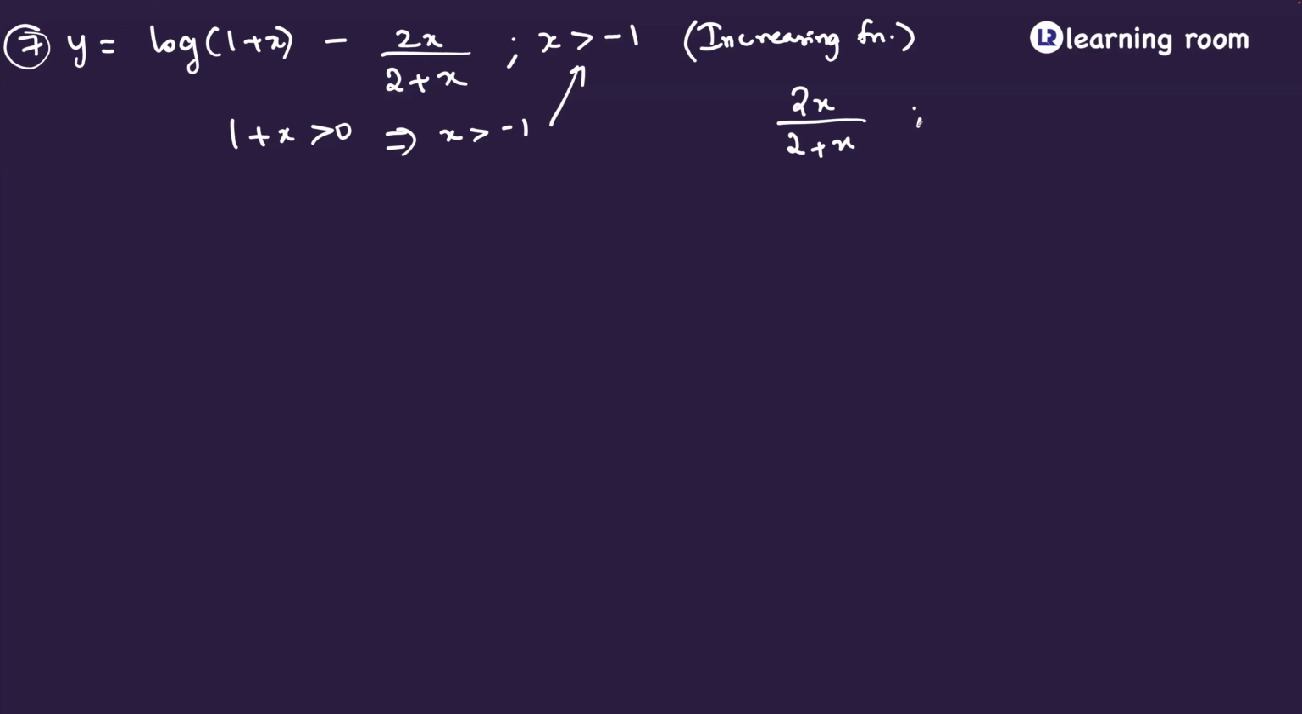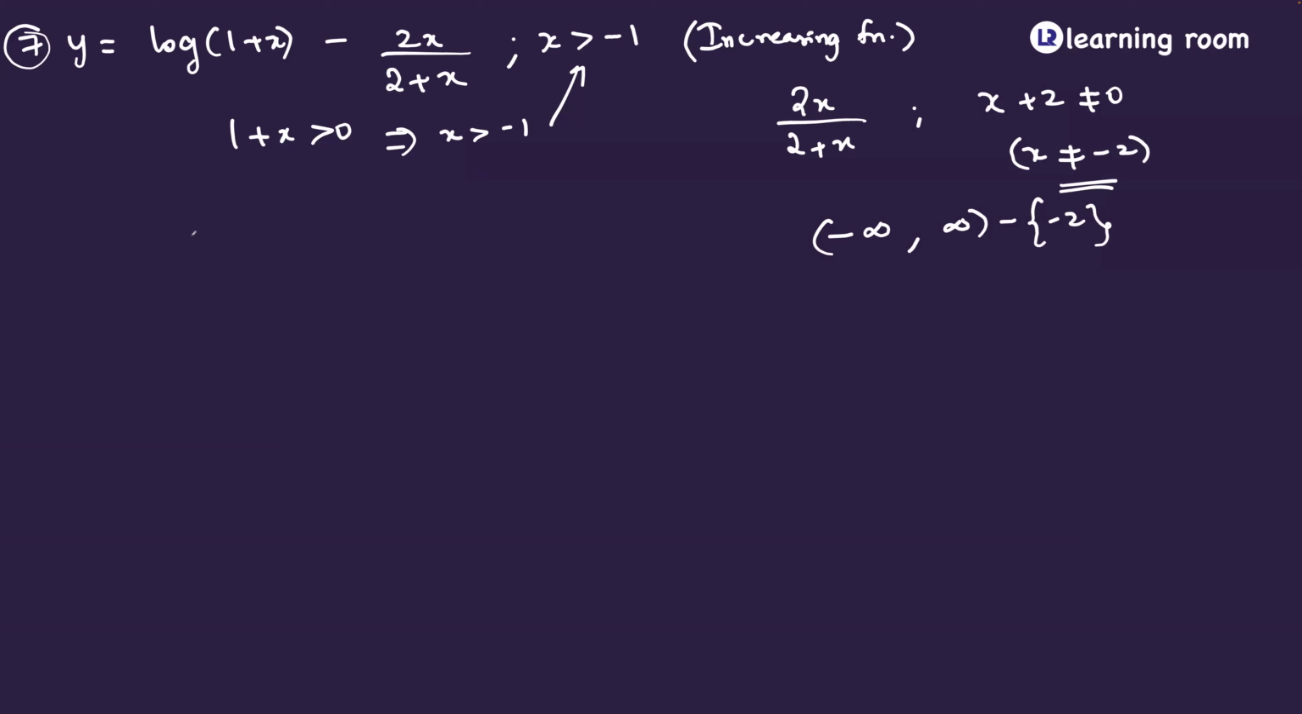Okay. So 2x divided by 2 plus x. For this function to be defined, what should be the condition? x plus 2 should not be equal to 0, so x should not be equal to minus 2. Meaning, it can take any value between minus infinity to plus infinity except minus 2.